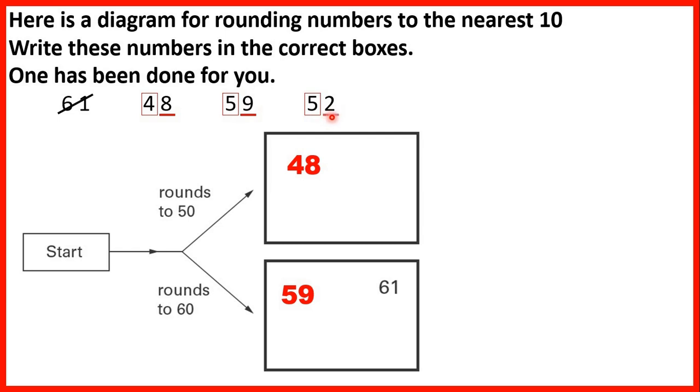And now with 52, we have 2 in our ones, and if we have 4 or less, we round down. Now when we round down, the tens digit, or the digit that we've circled, stays the same. So this 5 will stay a 5, meaning that 52 rounds to 50. It's closer to 50 than it is to 60, so that's why we round down.